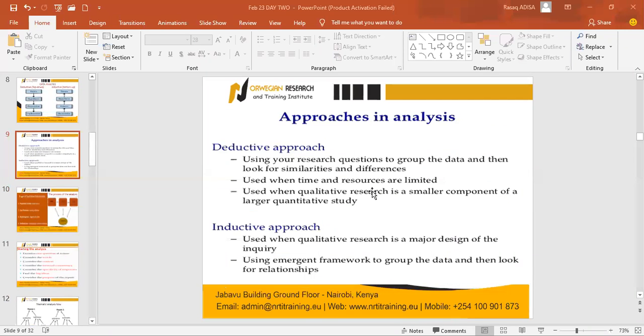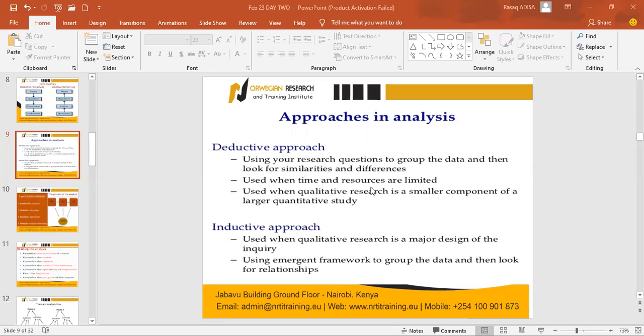So this is another explanation on approaches in analysis. If the analysis is going to be deductive, use your research question to group the data and then look for similarity. So meaning that the dimension that you already derive from theory, you use it to guide your research question. For instance, say I work on the impact of climate change. People have identified impact on agricultural food production, health, and water. So you can turn that into your research question if it is deductive.